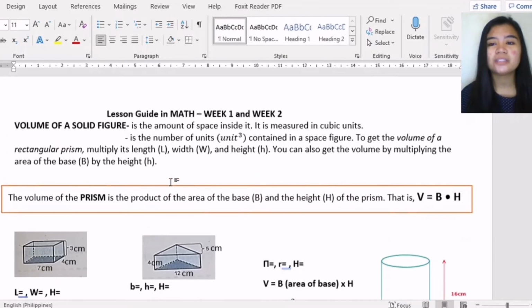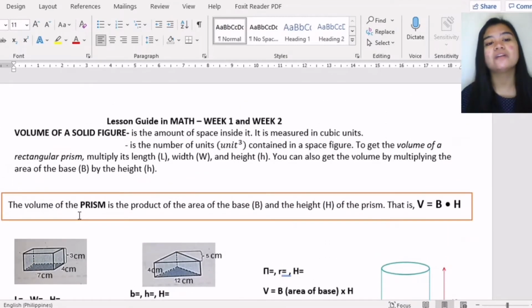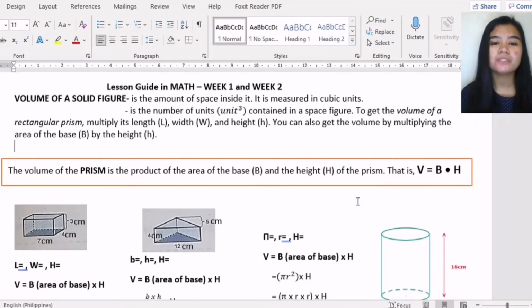As you can see, ito nakalagay siya, the volume of the prism is the product of the area of the base and the height of the prism. So volume is equal to B, which stands for the area of the base, times the height. Let's have a specific example.